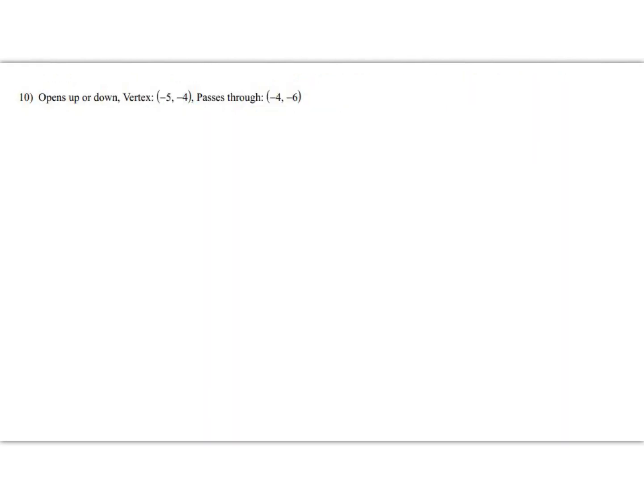So in number 10, you're also asked to write an equation. It has a vertex of (-5, -4), and it passes through the point (-4, -6). So we are using the vertex form, y equals a times (x minus h) squared plus k. Now the h and k are given where it tells you the vertex. So this is h and this is k. And then the x and y is the (-4, -6).